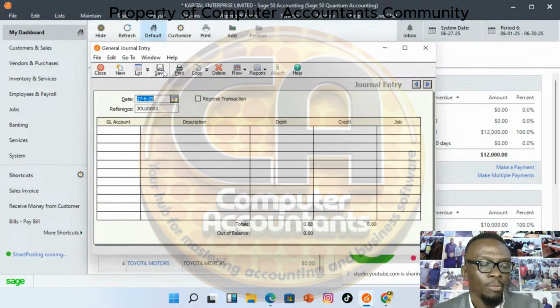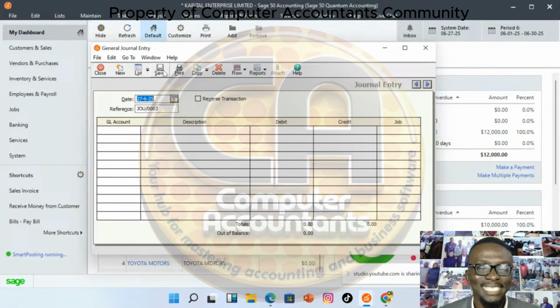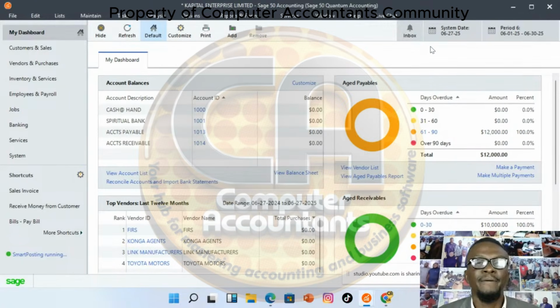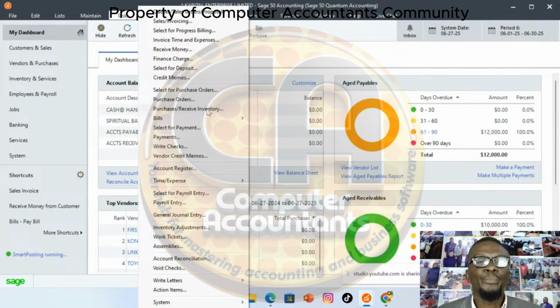Okay, 2 laptops were bought from Woodland Computers for 30,000 on credit. So Woodland Computers is a vendor, and we are buying 2 laptops from him or her, as the case may be. So you go back to tax and select purchases / receive inventory, because we are buying on credit from a vendor. It can be service, it can be item, it doesn't matter. As long as it is on credit, you go to purchases / receive inventory.